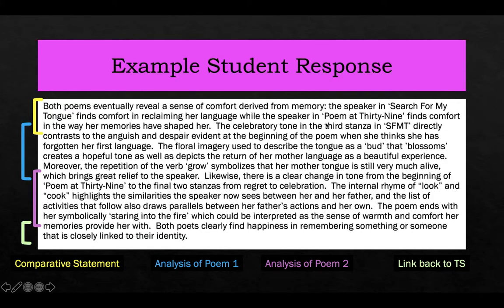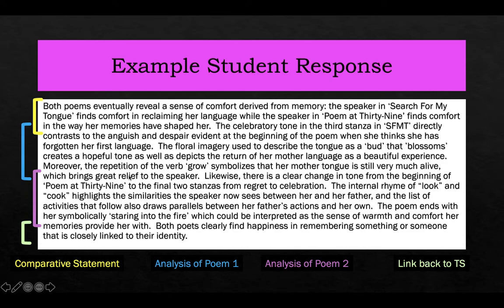Okay, and she's found comfort through the floral imagery. Okay, and it's also talked about the contrast of how in the third stanza the tone is celebratory, whereas in the first stanza it was much more anguished. Okay, so we've got contrast in tone, and we've talked about floral imagery. So I'm already ticking off structure and language. Okay, now I'm going to move on to the analysis of poem 2.